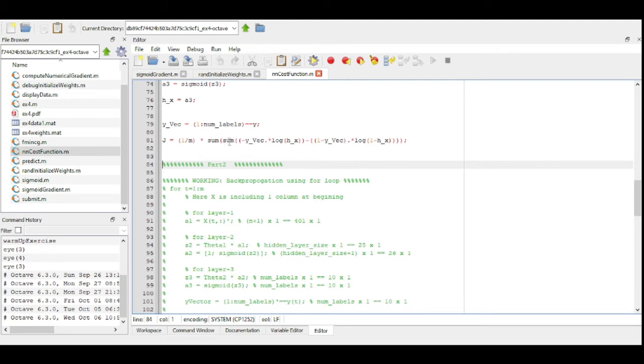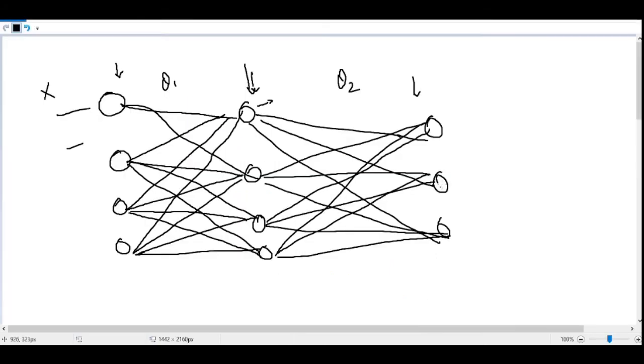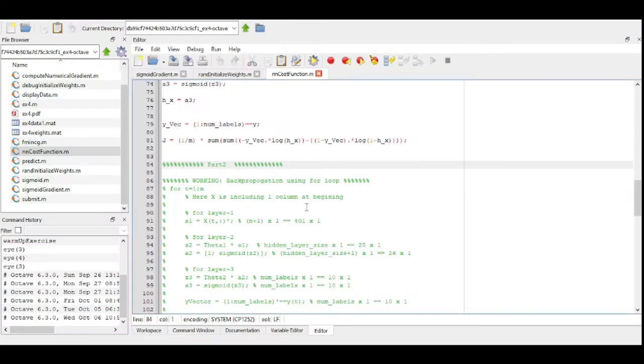And this one more sum is just adding all the outputs over all the labels. As we have totally three units in this output layer, we are adding over all these three. Okay, now coming to the implementation of back propagation.